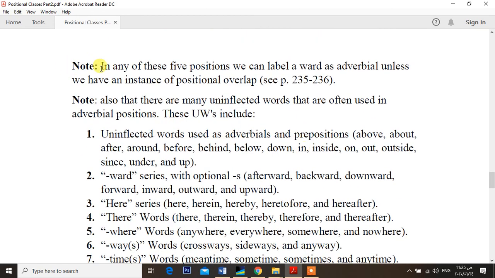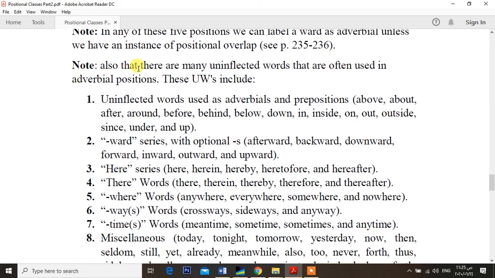Here we have a note. In any of these 5 positions we can label a word as adverbial unless we have an instance of positional overlap. For more information, see pages 235 to 236. Note 2 also that there are many uninflected words that are often used in adverbial positions. We have also uninflected words that can be used in adverbial positions.